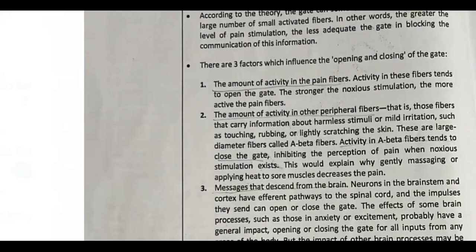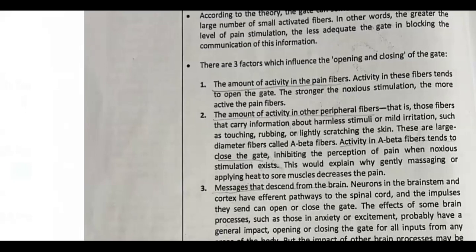So those are fibers that carry information about harmless stimuli or mild irritation, such as touching, rubbing, or lightly scratching the skin. These are large diameter fibers called A beta fibers. Activity in A beta fibers tends to close the gate, inhibiting the perception of pain when noxious stimulation exists. This would explain why gently massaging or applying pressure helps.